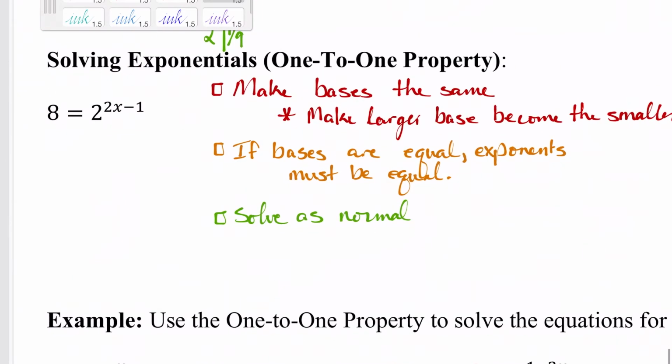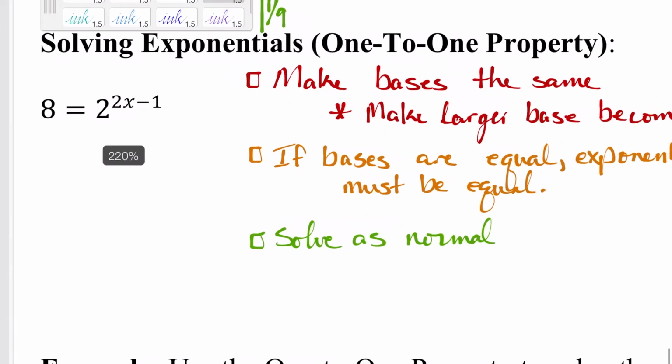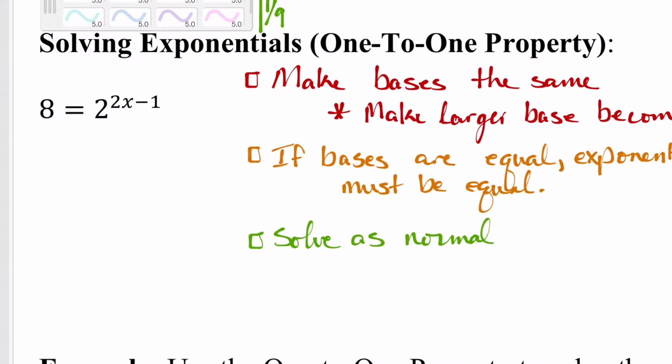Next, there's this one-to-one property. This is basically saying if we can make our bases the same, then if the bases are the same, the exponents also have to be the same. So if my bases are equal, so the number that has the exponent, then the exponents themselves must be equal. Looking at this, I see that my smaller base is a 2 and my larger base is an 8.